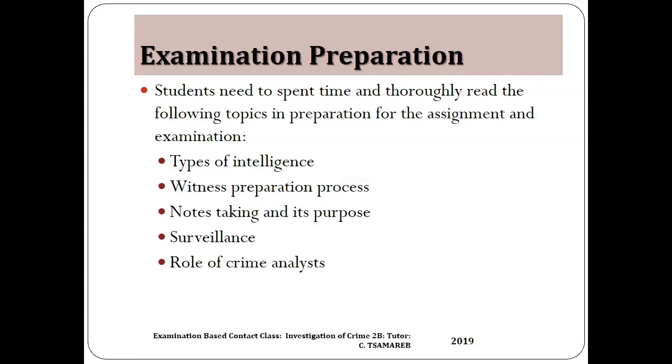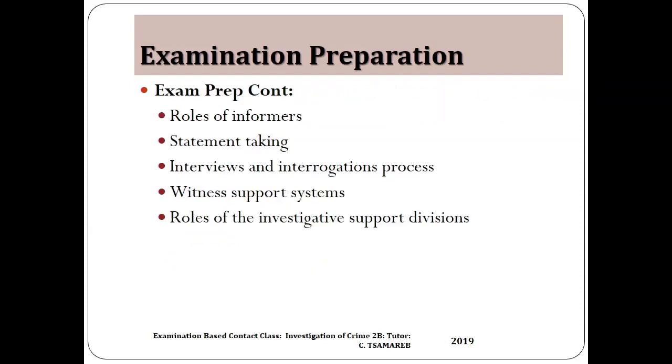Types of intelligence, witness preparation process: how you need to prepare your witness for court, how you need to prepare your witness when obtaining evidence from them. Note-taking and its purpose: why are police taking notes? Surveillance, role of crime analyst, role of informers, statement taking.